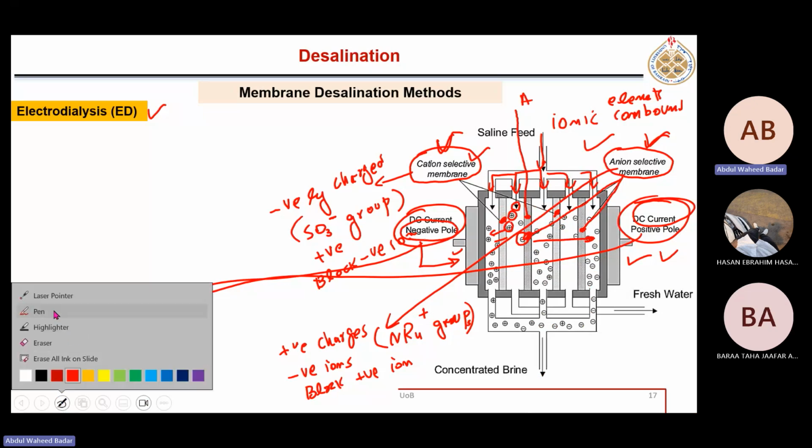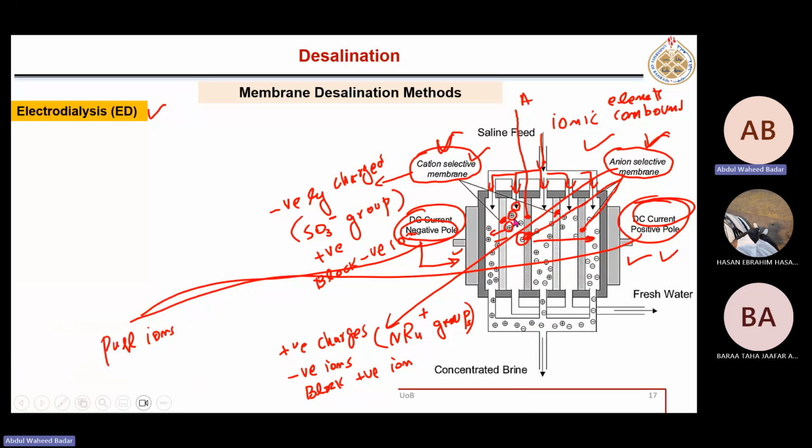Show it properly. Here, these positive ions are attracted towards this negative pole. And here is a cation selective membrane, which will block negative ions and will allow the positive ions to pass through. So the purpose of the membrane is just to block the opposite charges, but the force to attract those charges is given by these electrodes, positive or negative.